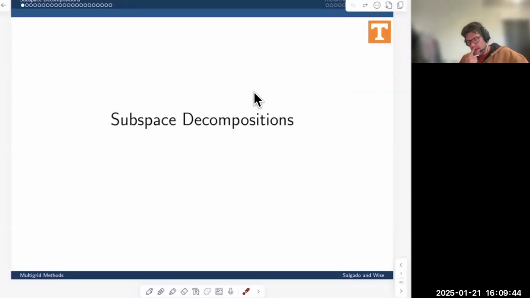So the idea with preconditioners is we want to solve an equation of the type A U equals F, but instead of solving it directly using, let's say, Gaussian elimination, and instead of using multigrid methods, what we want to do is to use an iterative method like the conjugate gradient or the steepest descent method.